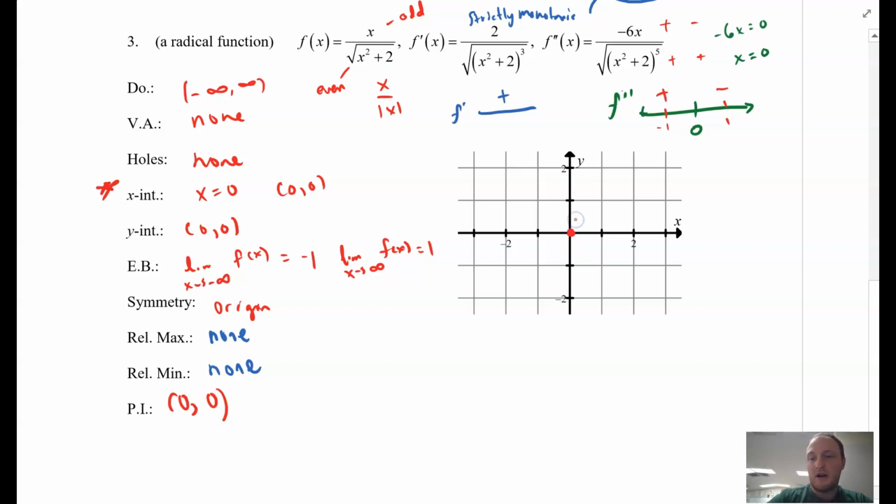Okay, so here's our graph. I have all real numbers. I have an x and a y-intercept at the origin. We have end behavior that goes to positive 1 when x approaches positive infinity. At negative infinity, our function approaches negative 1. And (0, 0) is an inflection point.